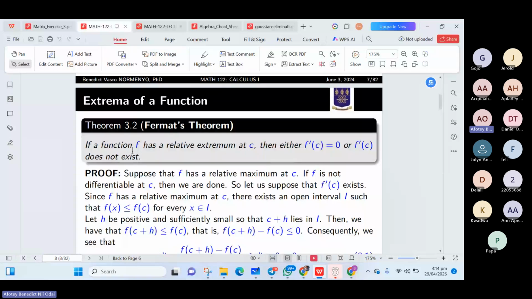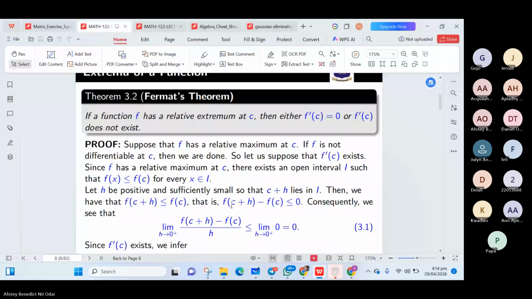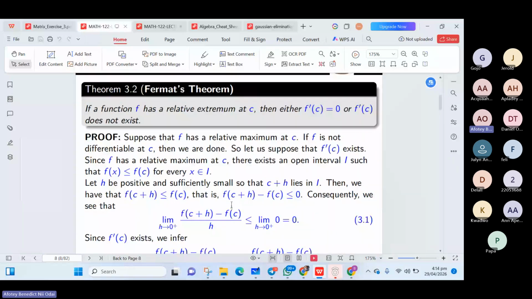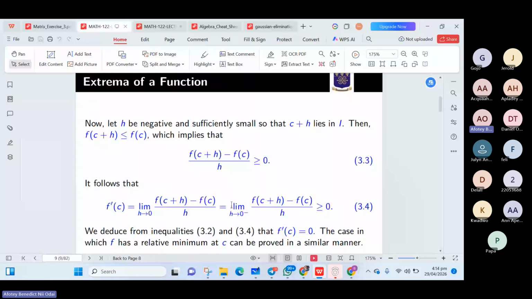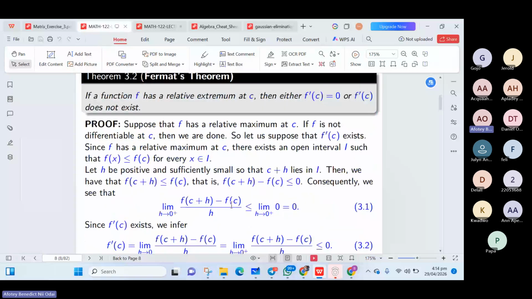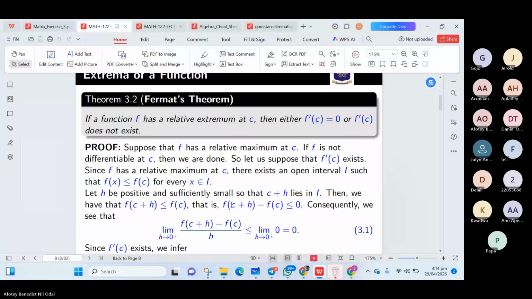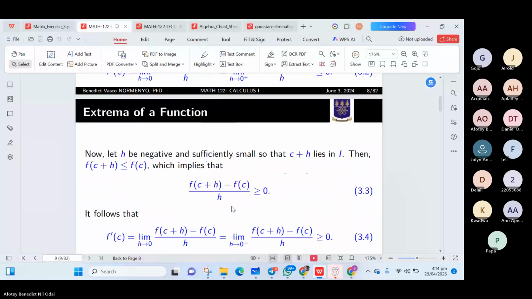So let's look at Fermat's theorem. Fermat's theorem is saying that if f has a relative extremum at c, then either f prime of c is equal to 0 or f prime of c does not exist. So let's look at an application of Fermat's theorem. Let me see if the application is here. Okay, there is no application of Fermat's theorem over here.